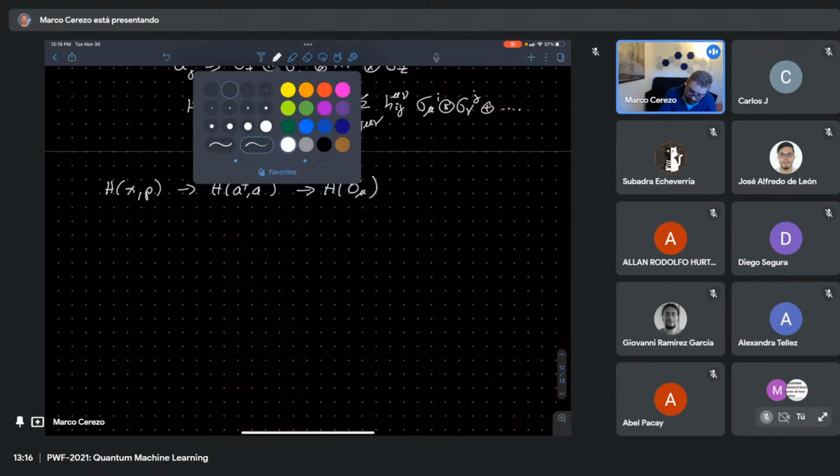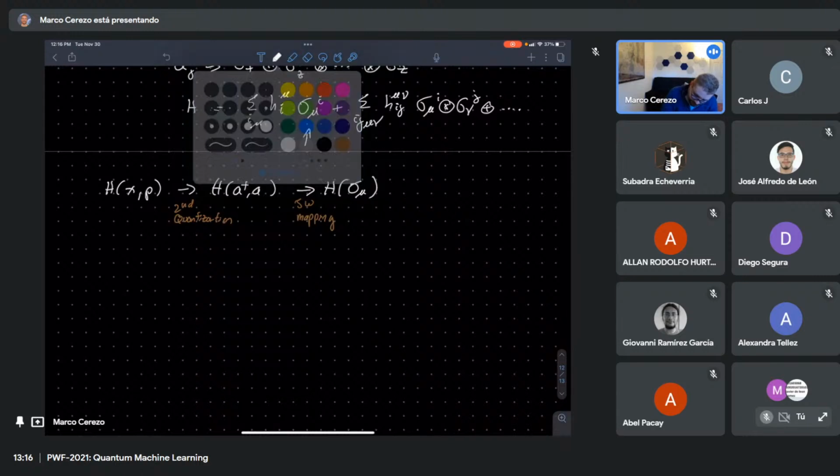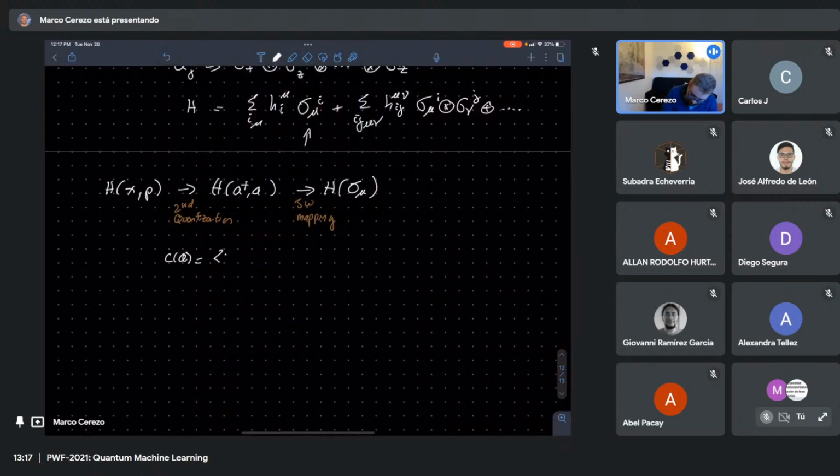And here, just to clarify, we have second quantization. And here we have, for instance, the Jordan-Wigner mapping. And the question is, how do we compute my cost function? C of theta is nothing more than the expectation value of this Hamiltonian in my parameterized state. And we can do this with classical post-processing. I keep using alpha, I should be using mu. All that I need to do is compute the expectation value of the mu operator on qubit i. And I need to compute all of those terms that I have in the summation, ij mu nu.